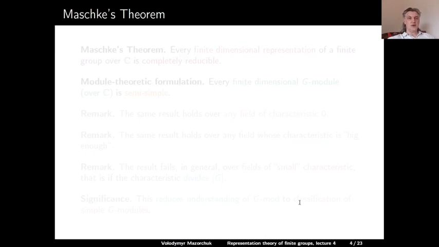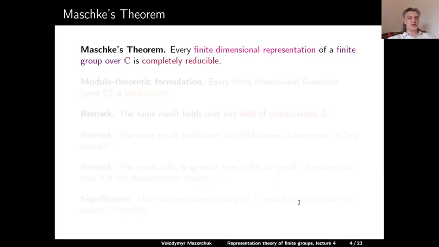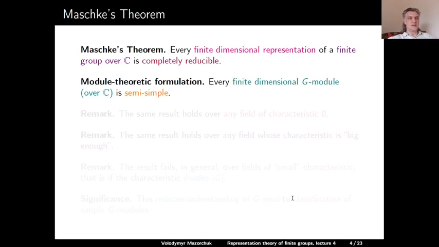So now we can formulate the main result of this lecture, which is known as Maschke's theorem. The statement is that every finite dimensional representation of a finite group over complex numbers is completely reducible. Or in module theoretic language, every finite dimensional G module over the complex numbers is semisimple.